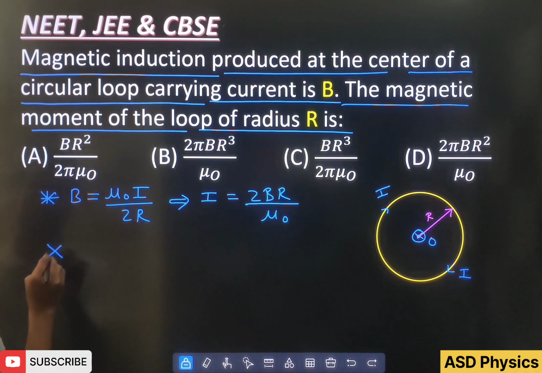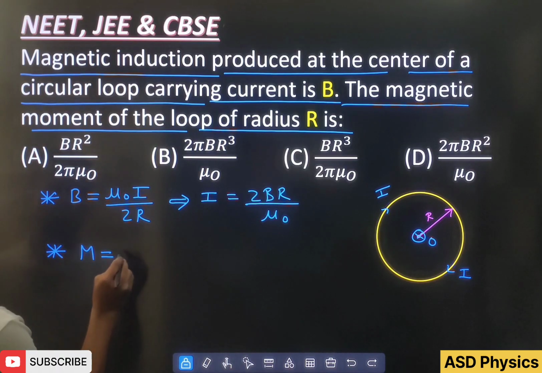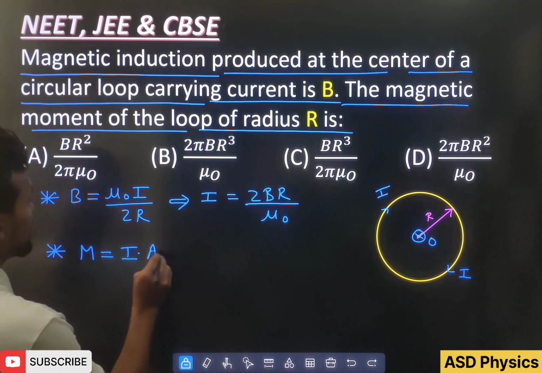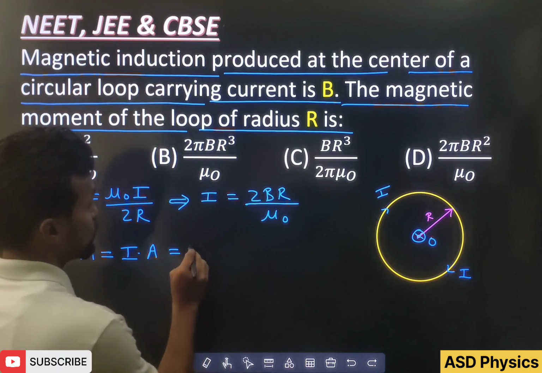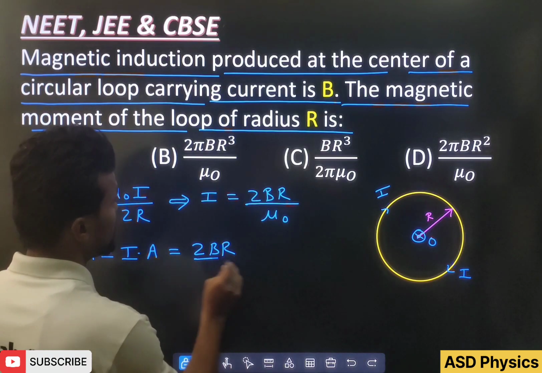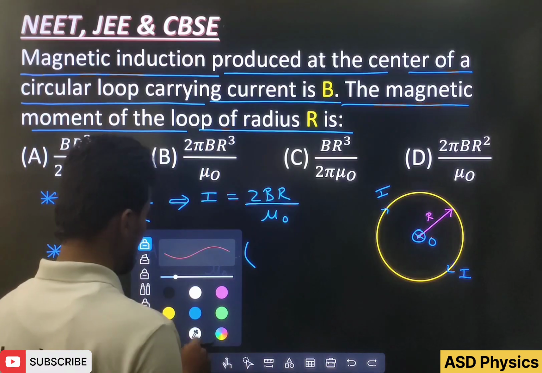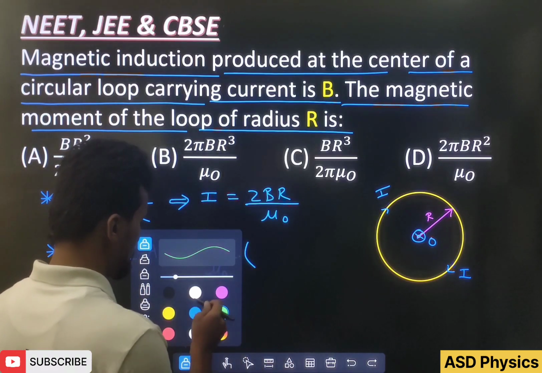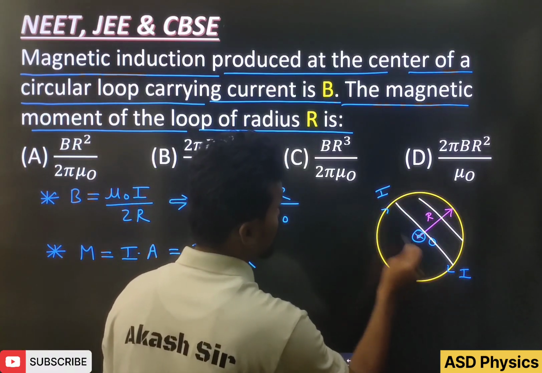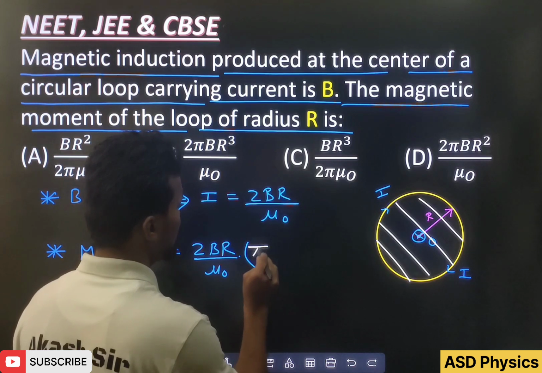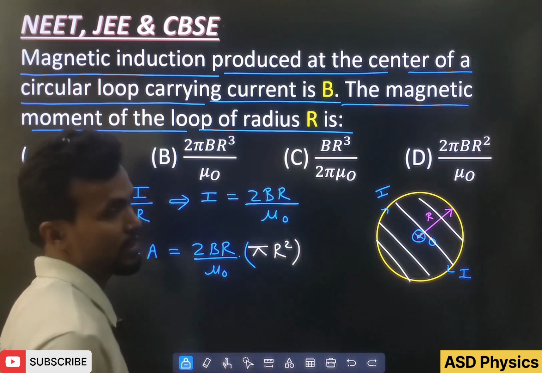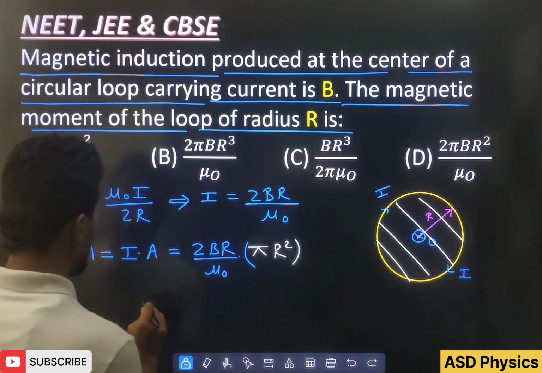Next step, the magnetic moment. What is the formula? I into A. Current you know very well, 2BR by mu naught. And what is the total area? I can write pi R square. Just simplify this. So what will come here?